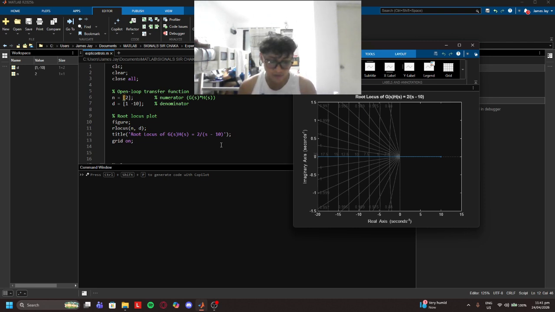Overall, this experiment helped me better understand how root locus works and how it is used to design stable control systems.